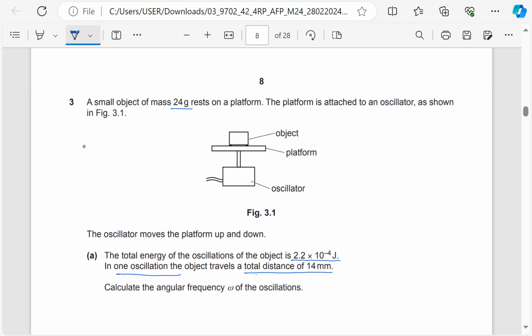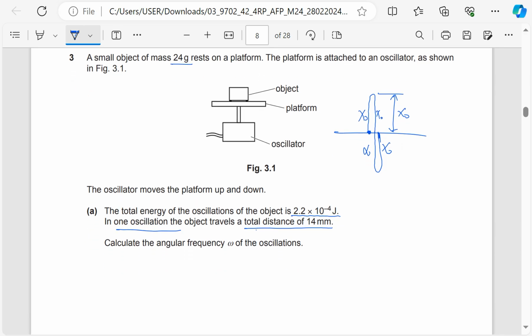So let's check. This is equilibrium position. One oscillation means if the object starts from equilibrium, it moves to the highest point, that is a quarter cycle, coming back half a cycle, going to the bottom 3/4, coming back, that is now one cycle. Remember, amplitude is this vertical distance here. This is x naught. So this is x naught, x naught, x naught, x naught. So it means 14 millimeters is equal to 4 times x naught.